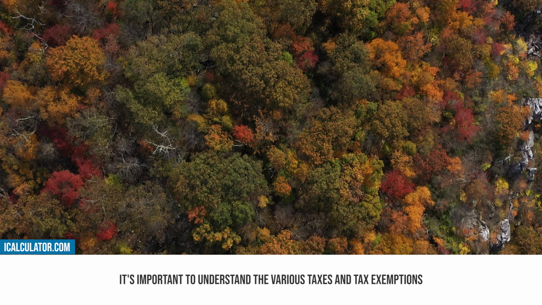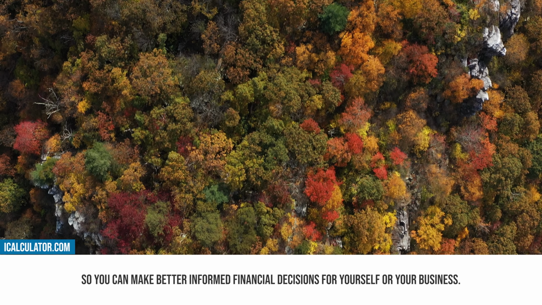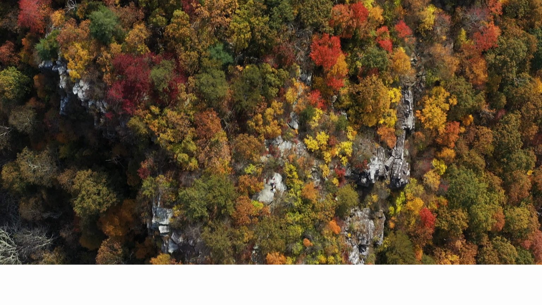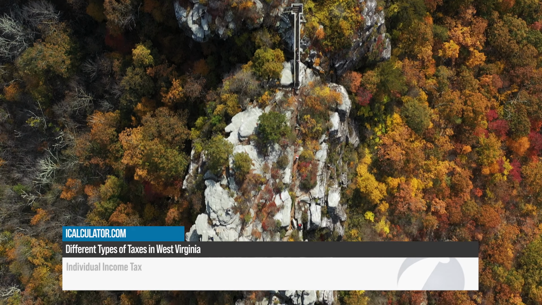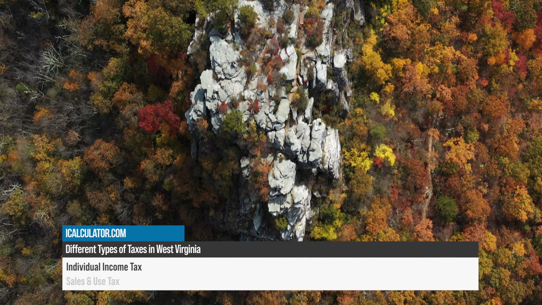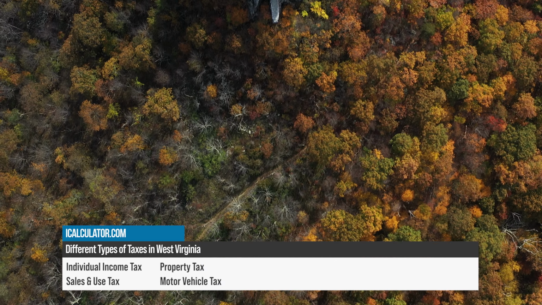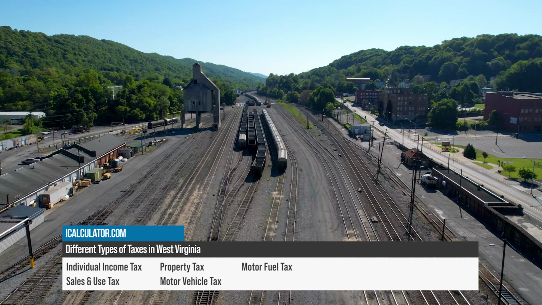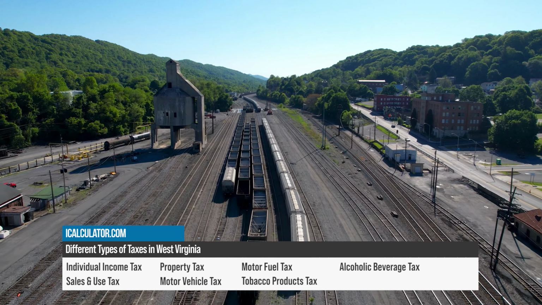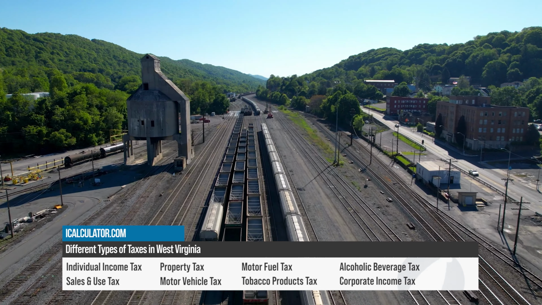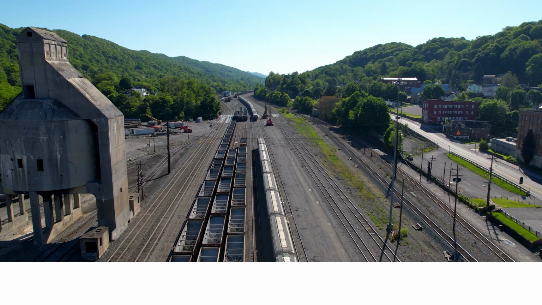It's important to understand the various taxes and tax exemptions, so you can make better informed financial decisions for yourself or your business. First, let's take a look at the different types of taxes in West Virginia. Individual income tax, sales and use tax, property tax, motor vehicle tax, motor fuel tax, tobacco products tax, alcoholic beverage tax, and corporate income tax. Now let's take a look at these different types of tax in further detail.